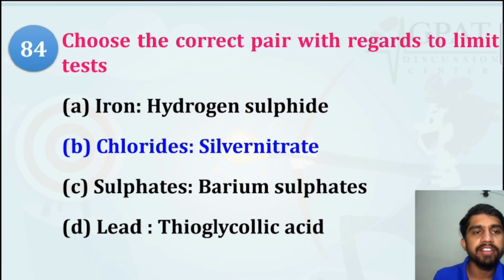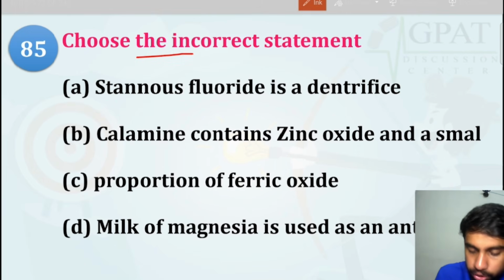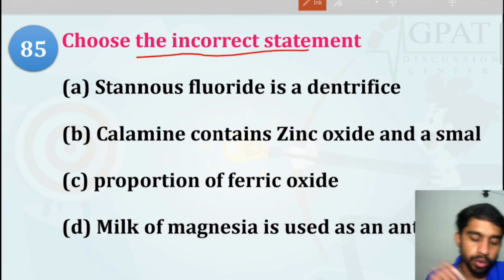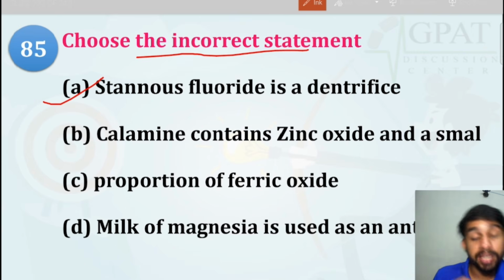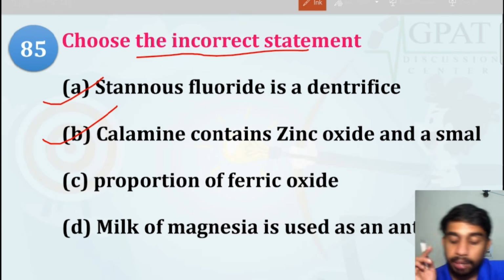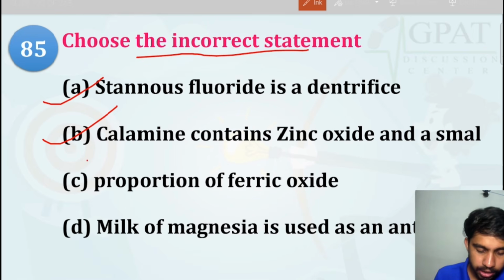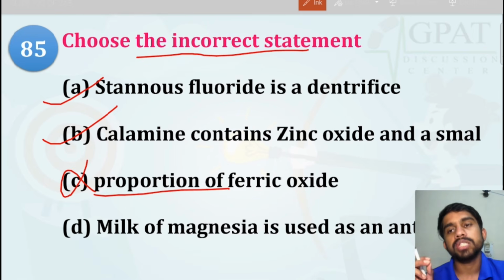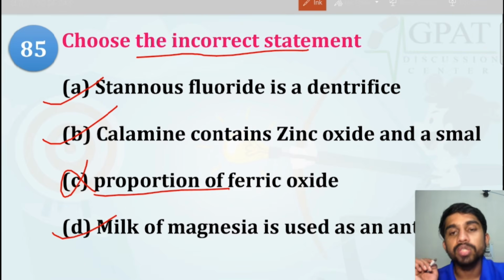Question number 85. What is question number 85 saying? Choose the incorrect statement of the following. First option is your stannous fluoride is a dentifrice. It is saying that stannous fluoride is a dentifrice. Second option is your calamine contains zinc oxide and a small proportion of ferric oxide. Calamine contains a zinc oxide and a small proportion of ferric oxide. D, that is milk of magnesia, is used as an antacid.